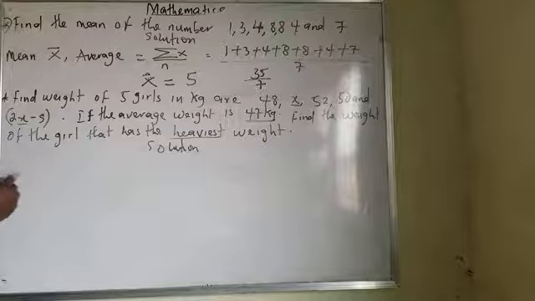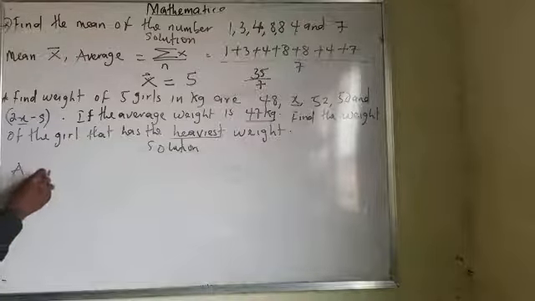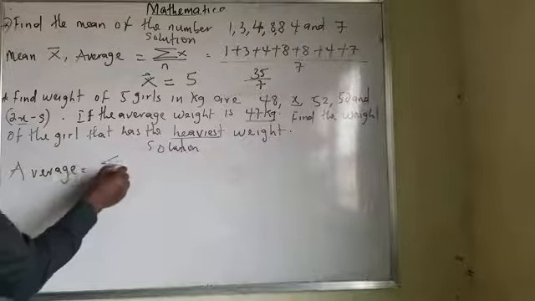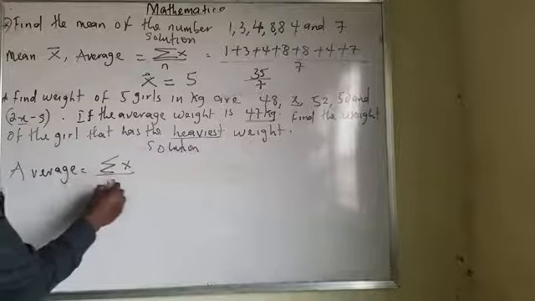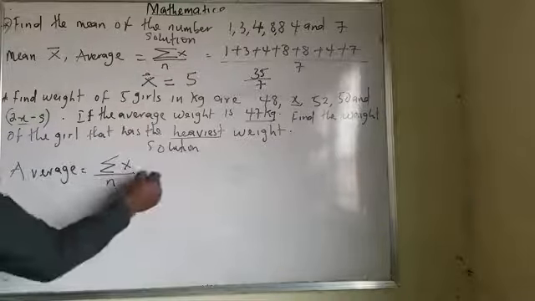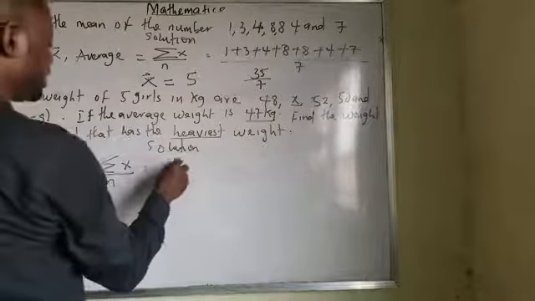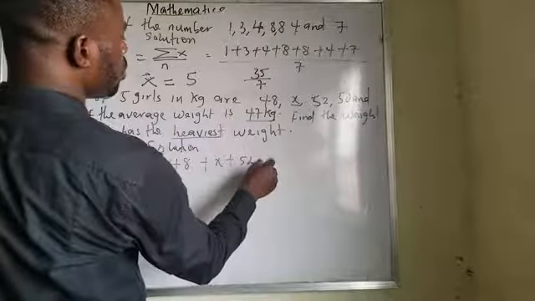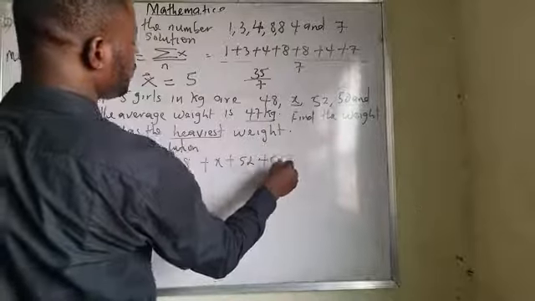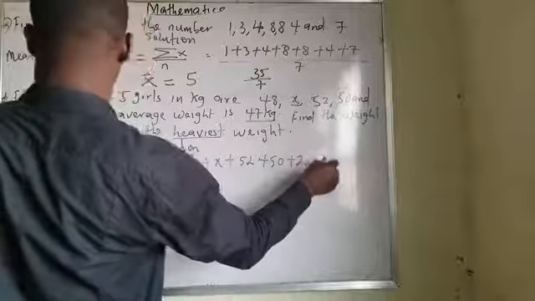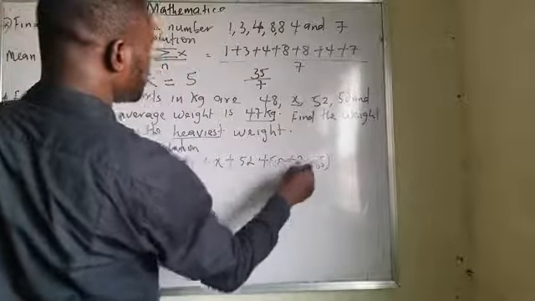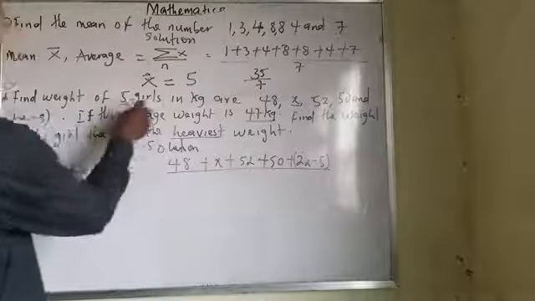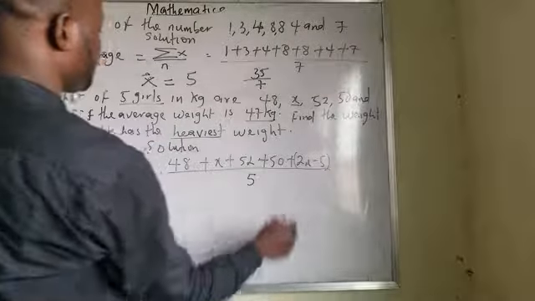Now, how do I go for my average? My average will be equal to, don't forget, summation of what? Of x divided by what? n. Take note of that. What is summation of x? It means I'm to add up all the data given: 48 plus x plus 52 plus 50 plus 2x minus 5. Put a bracket here to avoid silly mistakes. 1, 2, 3, 4, 5. They have given us 5 girls, which is divided by 5.